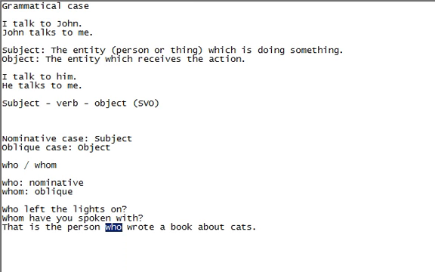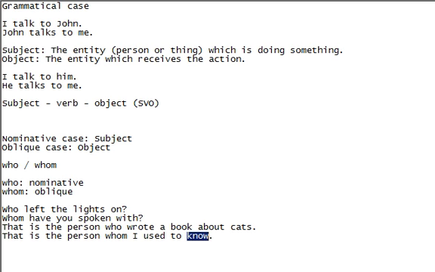They wrote. What's the verb in this sentence? Wrote. They wrote a book about cats, and so they did it, and so it's the nominative case. They did the action, and so it's who, not whom. On the other hand, you could say something like, that is the person whom I used to know. Now, who's doing something here? I am. What's the verb here? Know. I used to know them.